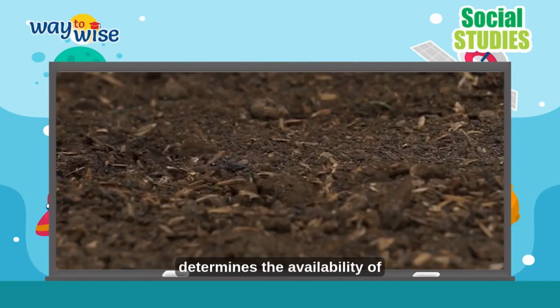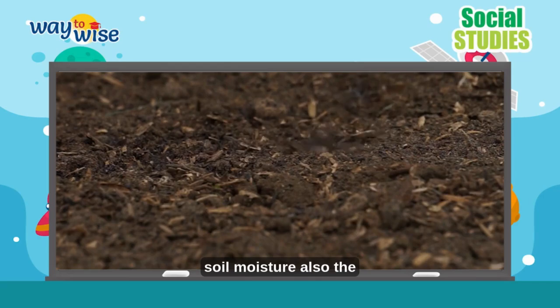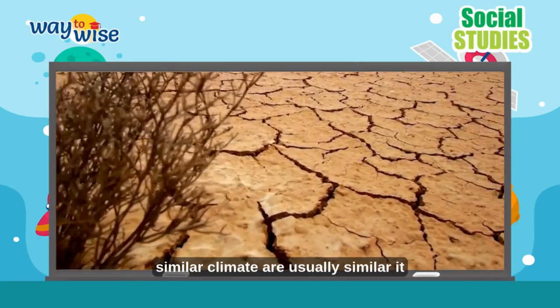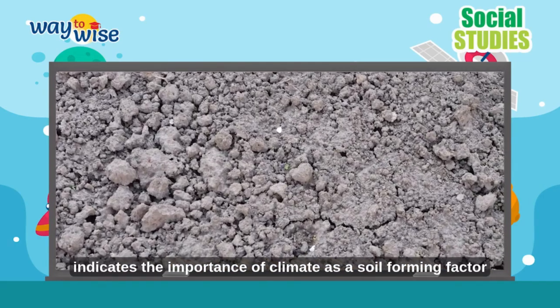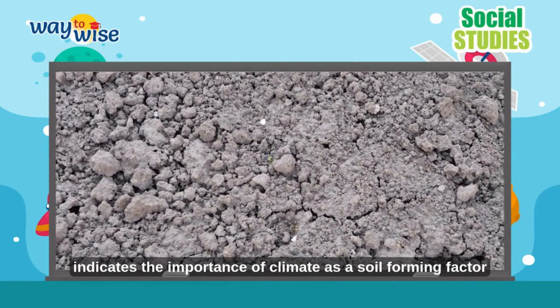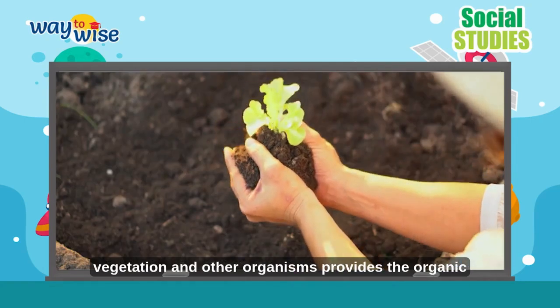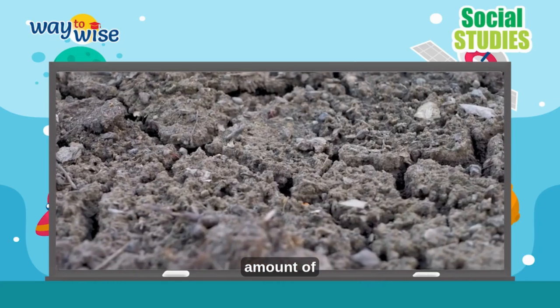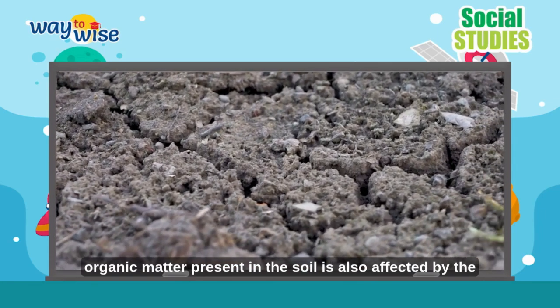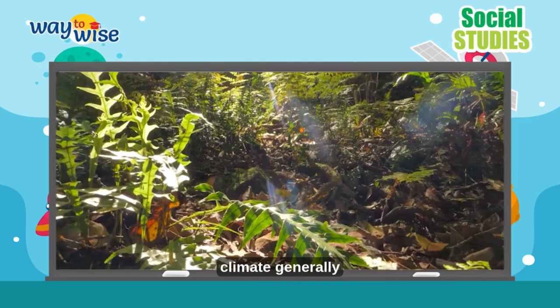Climate determines the availability of soil moisture also. The soils in zones of similar climate are usually similar. It indicates the importance of climate as a soil forming factor. Vegetation and other organisms provide the organic matter that makes soils fertile. Amount of organic matter present in the soil is also affected by the climate.